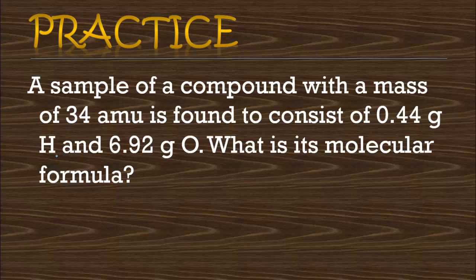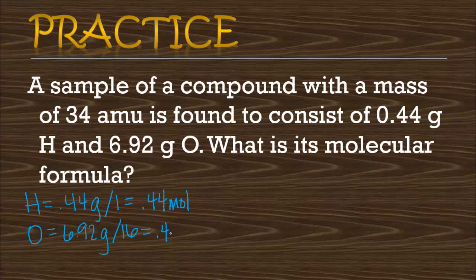So we're going to start it the same way. We're going to take hydrogen, and we know that we have 0.44 grams, and oxygen, which has 6.92 grams. Divide it by its molar mass, and we get 0.44 moles of hydrogen and 0.43 moles of oxygen. Then we divide by the lowest number of moles, so 0.43. And we get our ratio. So this is going to give us our empirical formula. So I have H and O.